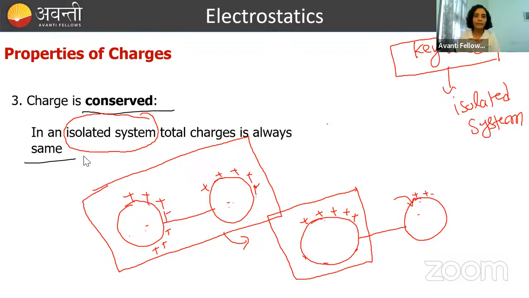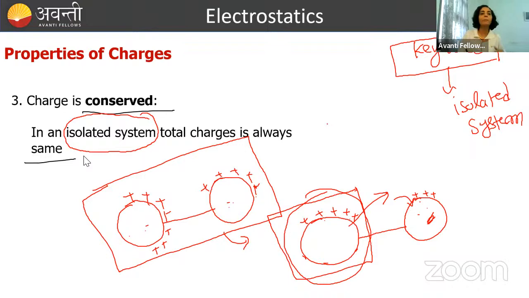Done. So it will start gaining some charge. Now this system is not isolated. It is not isolated because, yes, it is still not connected to a battery, but it is connected to something that can take charge. Done. So it will lose charge, so its charge will not remain conserved.